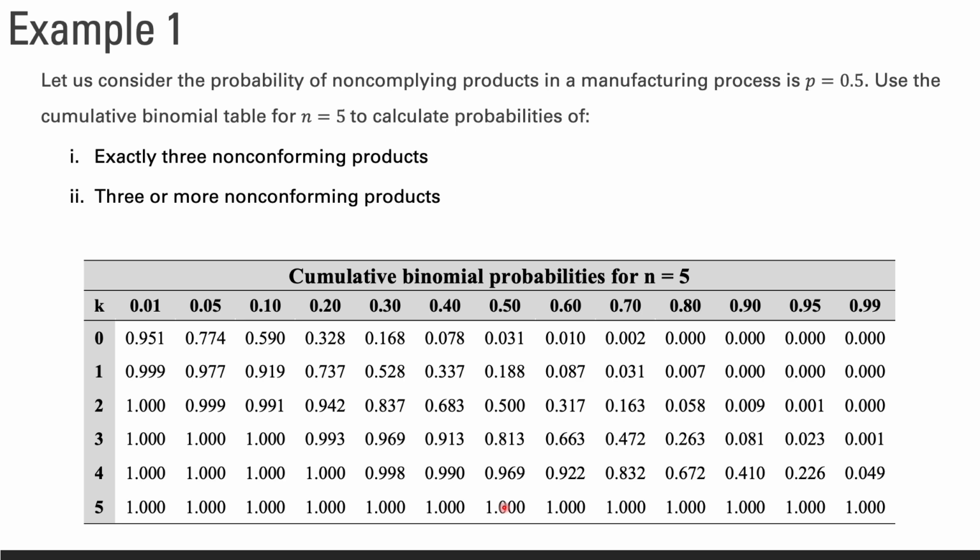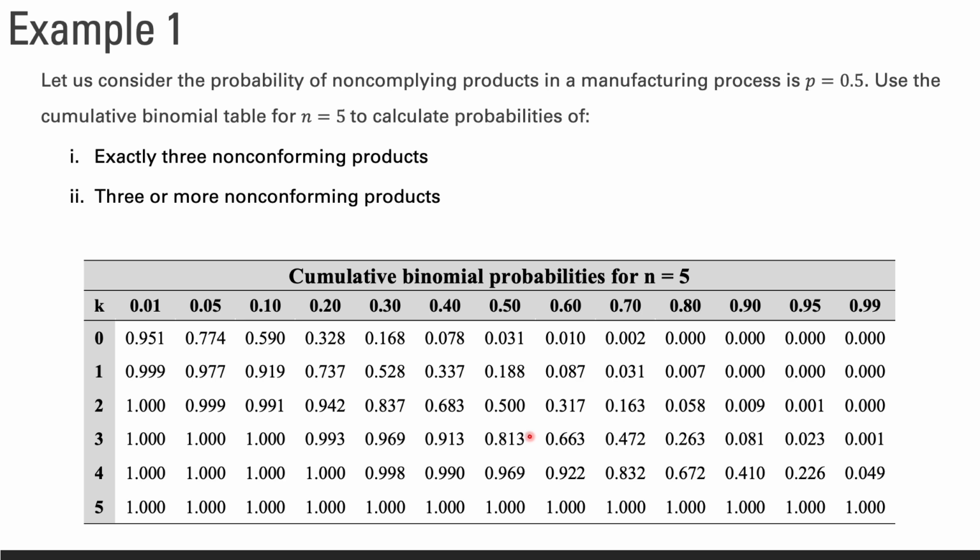Okay, so if we want to find out exactly 3, we will go to 3, but this is not for 3, this is for less than or equal to 3, meaning that it carries all the probabilities below it also: the probability of finding 0, the probability of finding 1, the probability of finding 2, and the probability of finding 3. So this one accumulates all the probabilities of finding 3 or less than 3 non-conforming products.